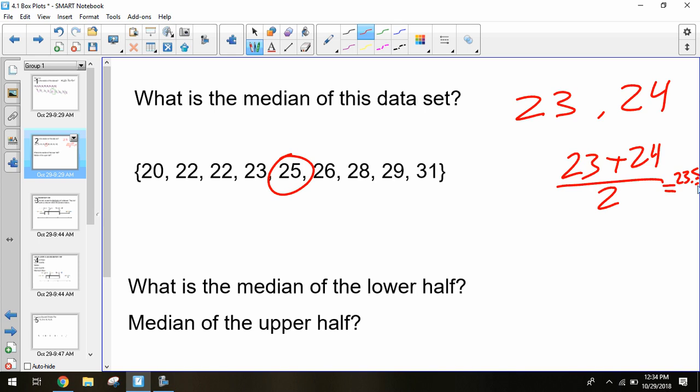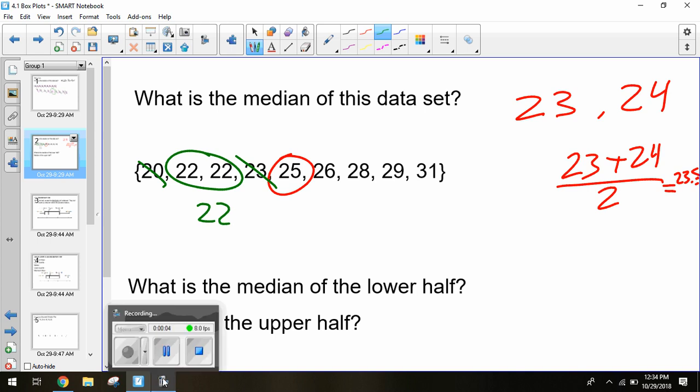With what we're going to learn today, we're also going to need to learn how to find the median of the lower half of this data set and the median of the upper half of this data set. We're going to call these quartiles, and we'll talk about them in a moment. But if you were to find the median of just this lower half of the data set, what would you do? If we were to cut off from each side, we have 20 and 23, and we're left with 22 and 22, so that gives us 22.